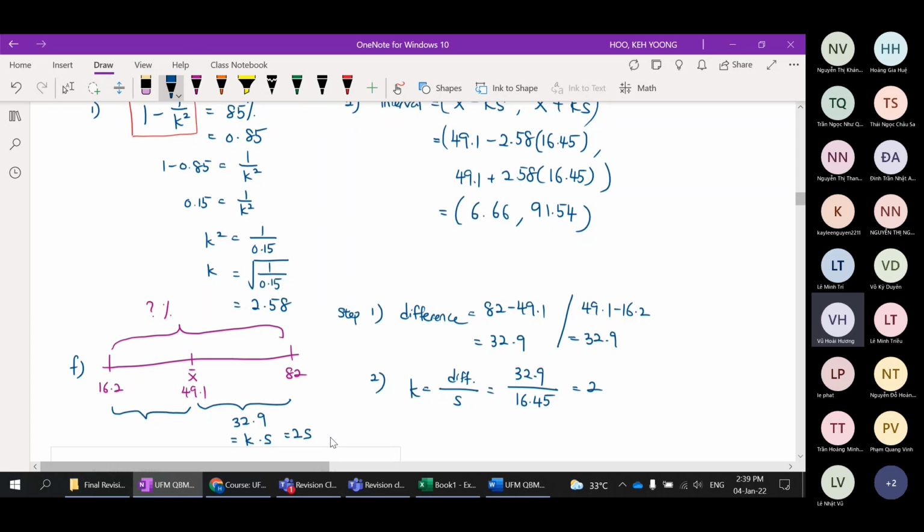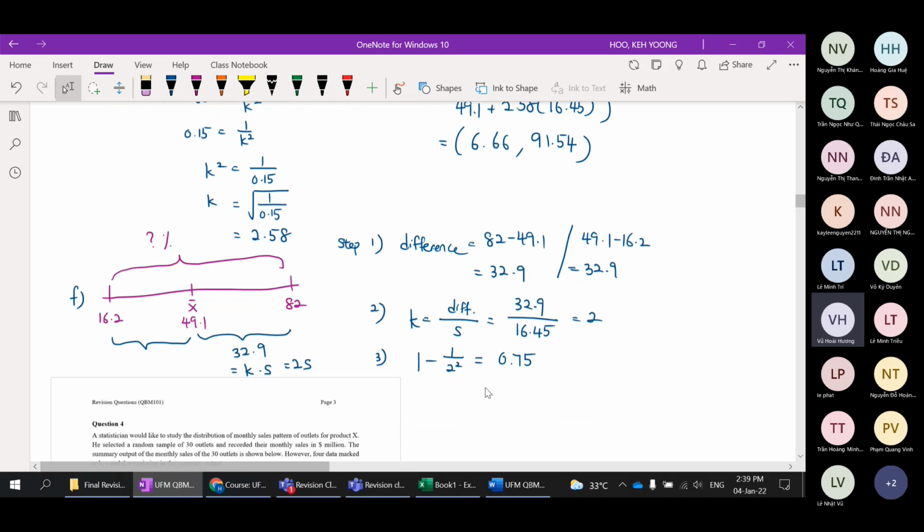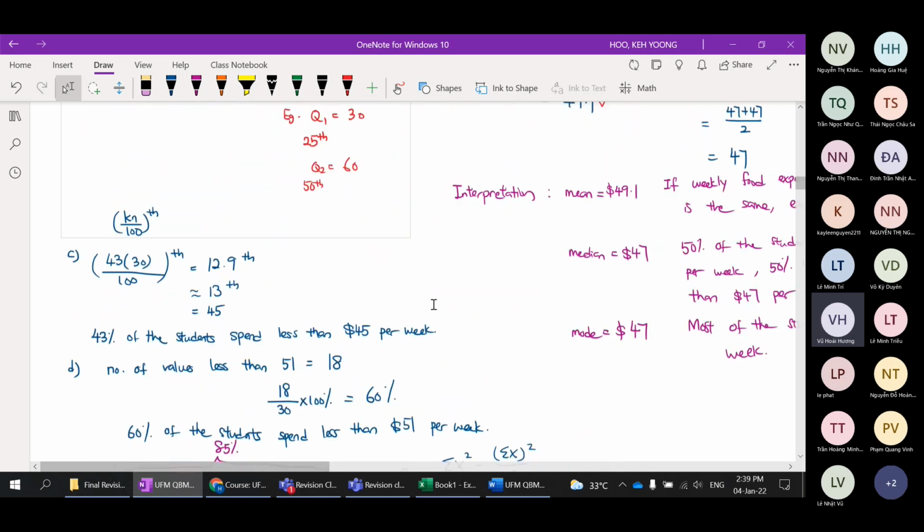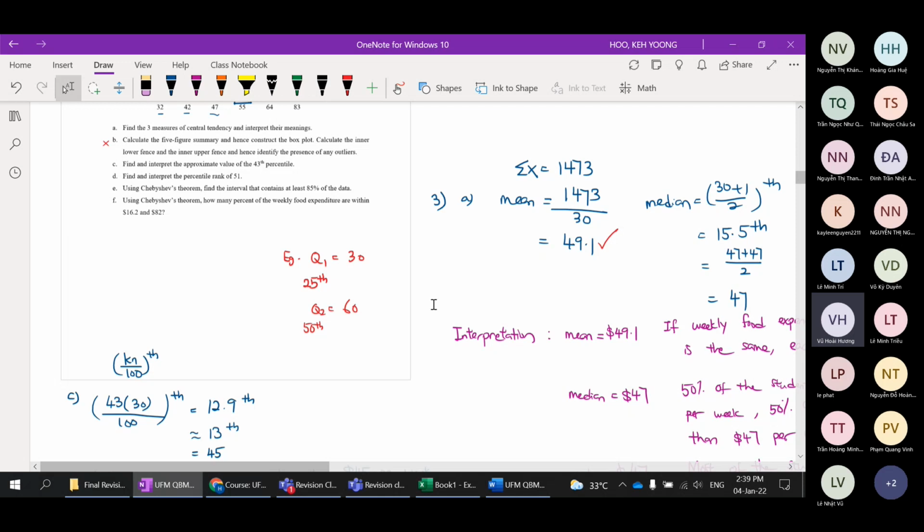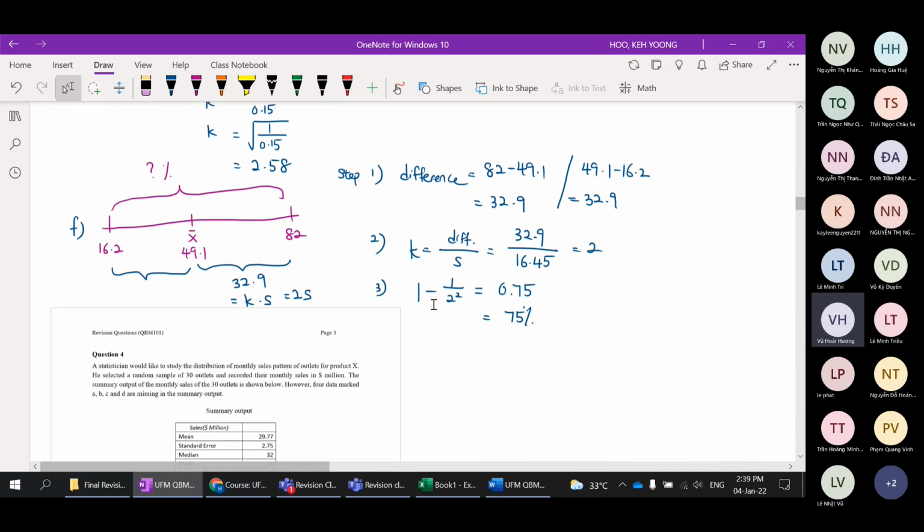Next, step 3. Substitute into the formula 1 minus 1 over k squared. k is equal to 2. So you'll get 0.75. The question is asking for percentage, right? Then you convert, you times 100, so you got 75%. So to answer the question, how many percent of weekly food expenditures are within the interval? At least 75%.